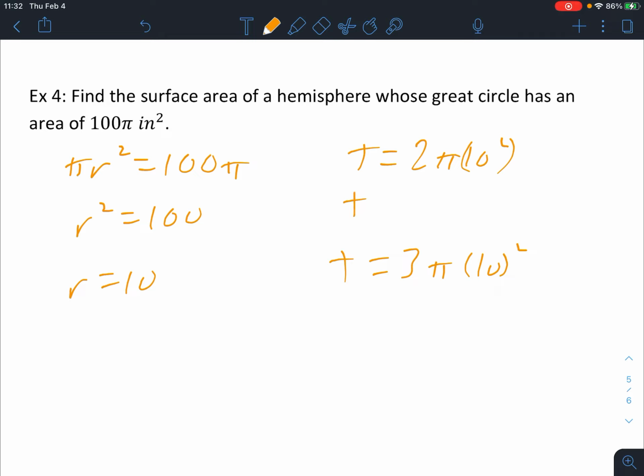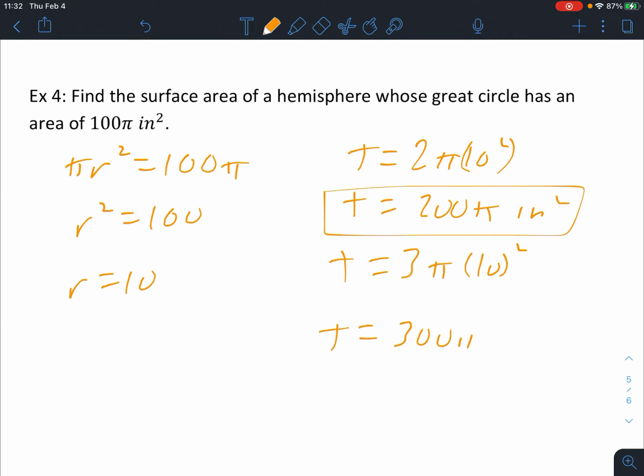All right. We could do both pretty quickly here. If it's an open hemisphere, it would be 200 pi square inches. And if it was a closed hemisphere, it would be 300 pi square inches. All right, that's it for our look into surface area of spheres. That will do it for our chapter on surface area.